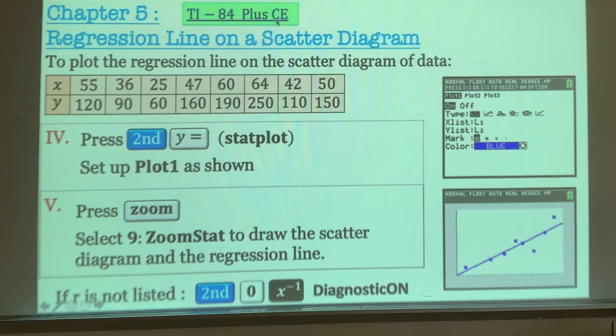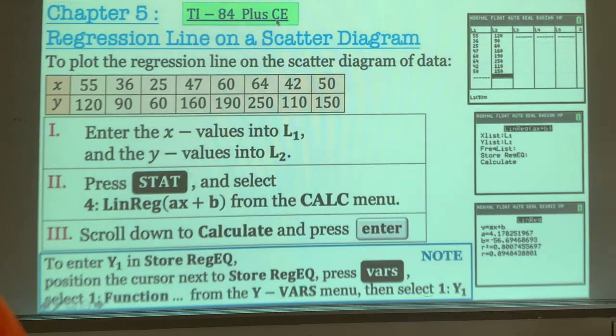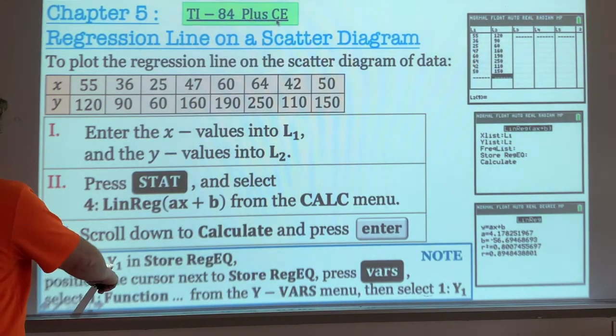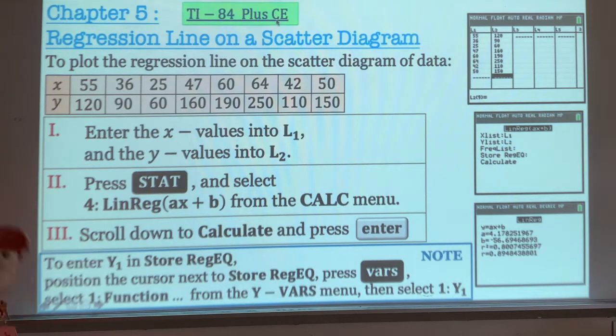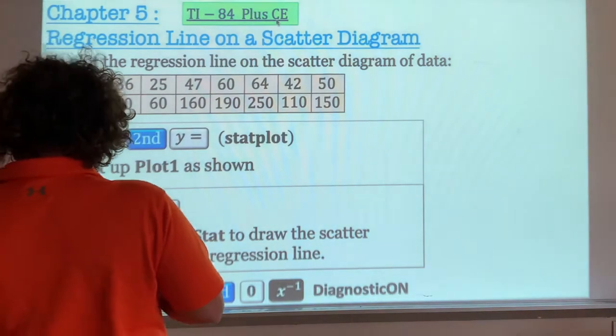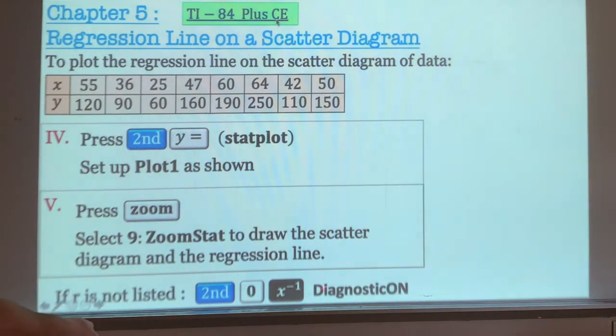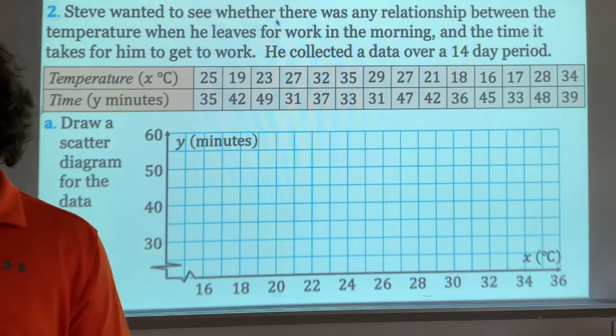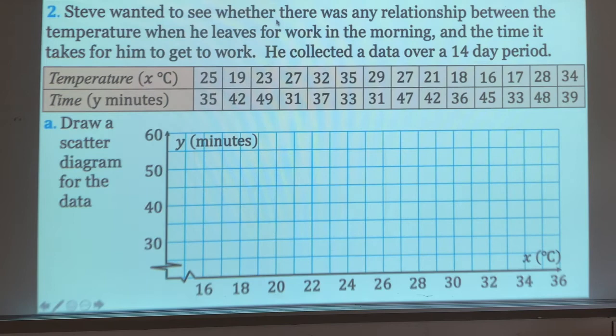Okay, so to make sure your plots are correct, very simple, you just have to do this part right here. You want to enter y1 into the store reg, and that's the way you can actually graph these things. If you don't enter y1 in there, it's not going to graph it on your calculator. All right? And our R1 was listed. We already turned diagnostic on. Just going to try to give you as much info as I can. Make sure I'm good. I am good. All right, number 2.